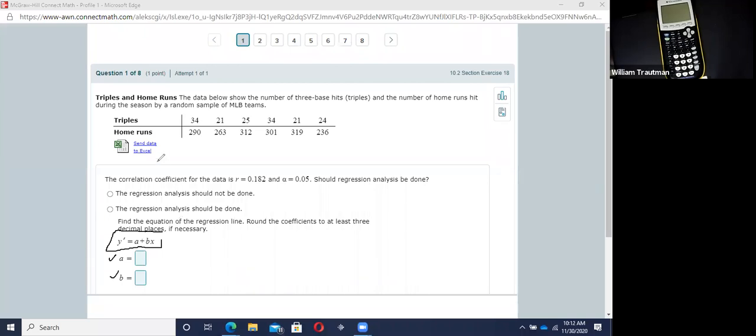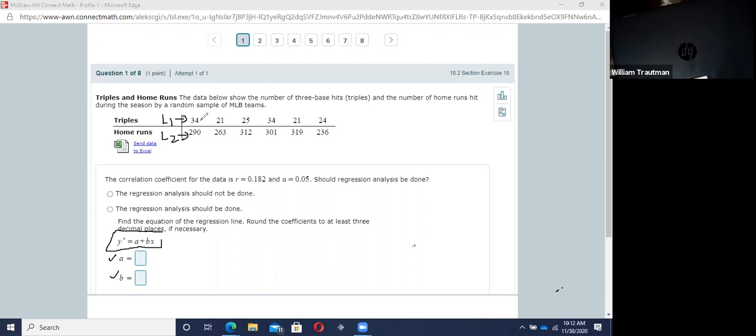If you remember how we did this, the first category in this table, we put all of this in L1 and we put all of this in L2. So let's do that on our calculator. Put that data into L1: stat, number 1, edit. I'm going to clear L1 and L2. And in L1, I'm putting 34, 21, 25, 34, 21, and 24.